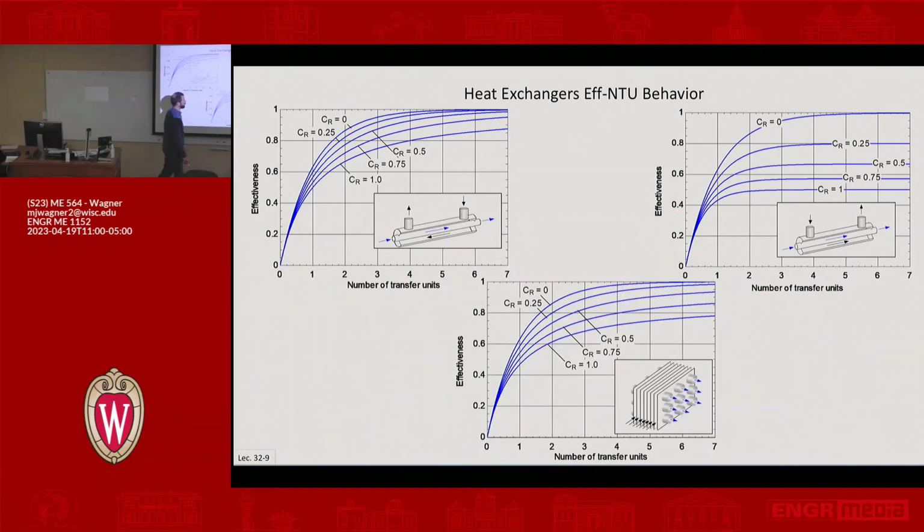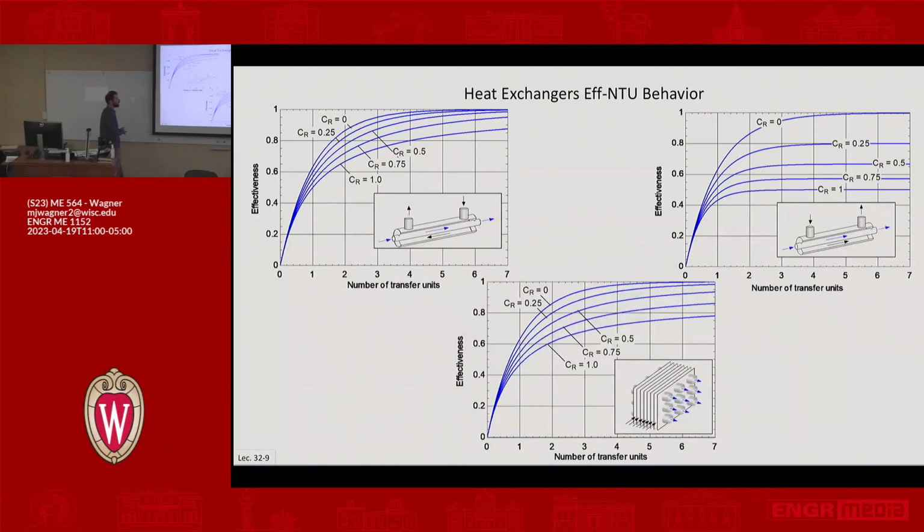Okay, we can do the same thing for parallel flow. What stands out in parallel flow is that for a perfectly balanced heat exchanger, the best effectiveness I could ever get is 50%. Not very good. As you go to a capacitance ratio of 0, you'll notice these two solutions actually converge. So parallel flow and counterflow have exactly the same solution for a capacitance ratio of 0.